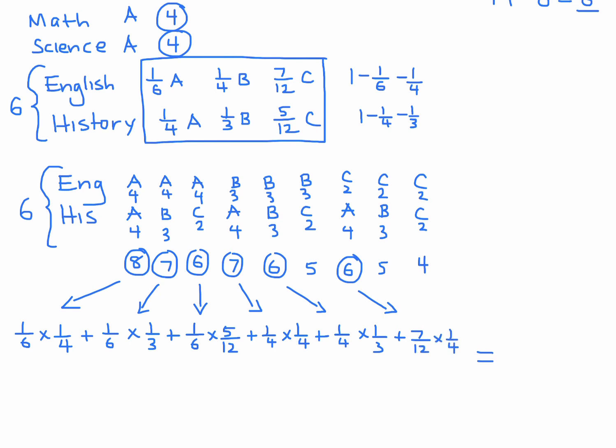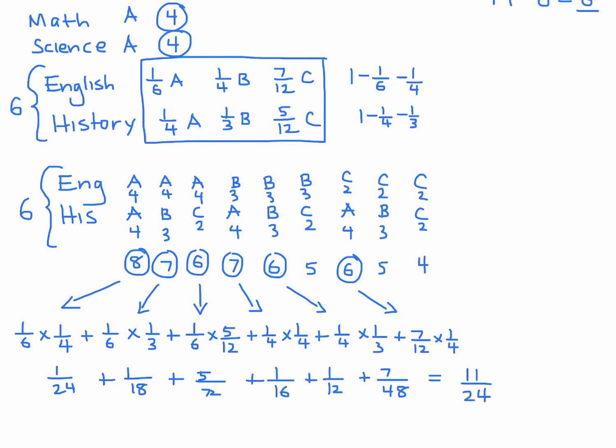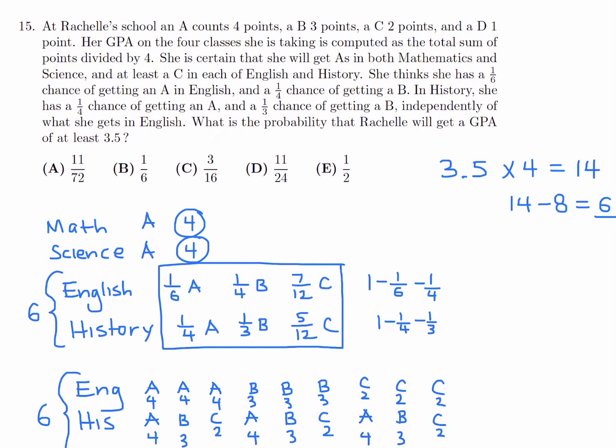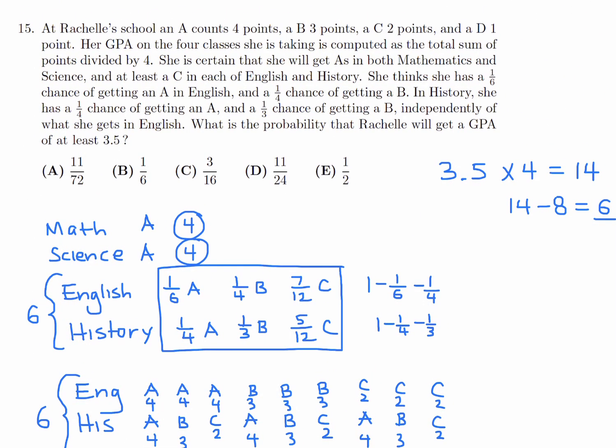All right. So when you do this whole math, what do we get here? We have 1/24 plus 1/18 plus 5/72 plus 1/16 plus 1/12 plus 7/48. And when you add up all those fractions and reduce it to lowest terms, you get 11/24. 11/24, and therefore number 15, the answer is D.